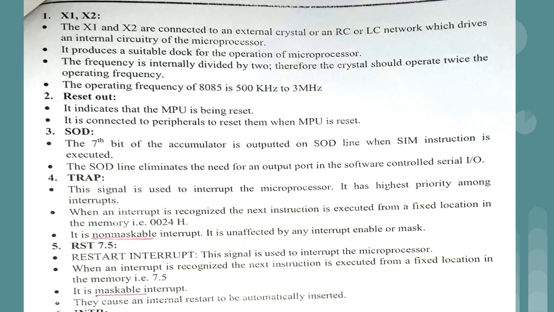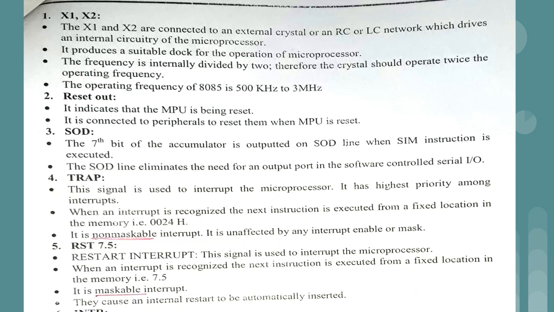Then we have RST 7.5. RST is not reset, it stands for restart. So RST 7.5 is a restart interrupt. This signal is used to interrupt the microprocessor, and when this type of interrupt is recognized, the instruction is executed from a fixed location in memory, that is 7.5. It will stop the execution of the current program, jump to memory location 7.5, and the execution will continue from there. So this is the RST 7.5 interrupt, which is a maskable interrupt.